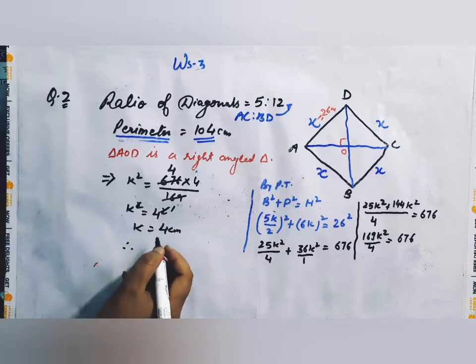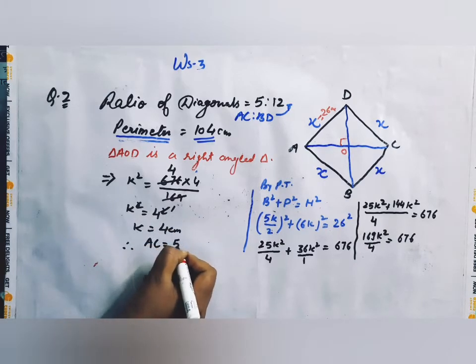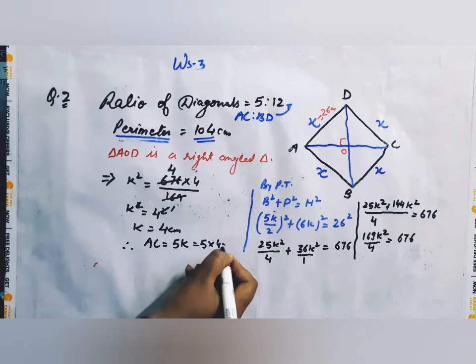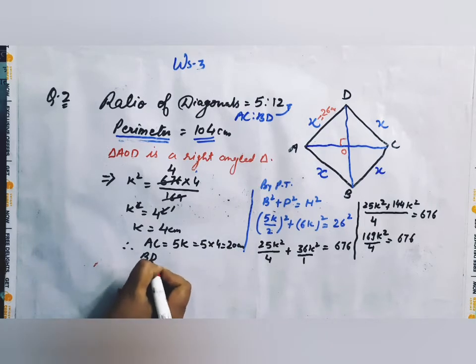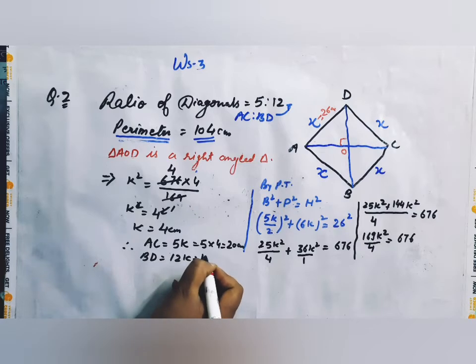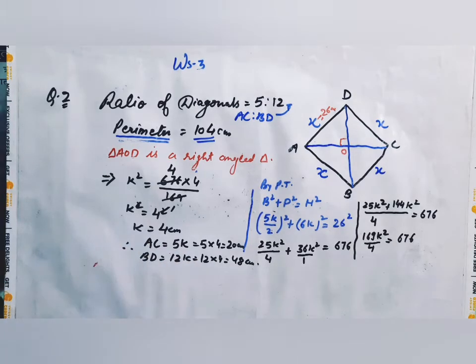Therefore, the diagonals are AC, which we have taken equal to 5K. That is 5 into 4, which equals 20 centimeter. And BD we have taken equal to 12K. This is equal to 12 into 4, which equals 48 centimeter. This is your required answer.